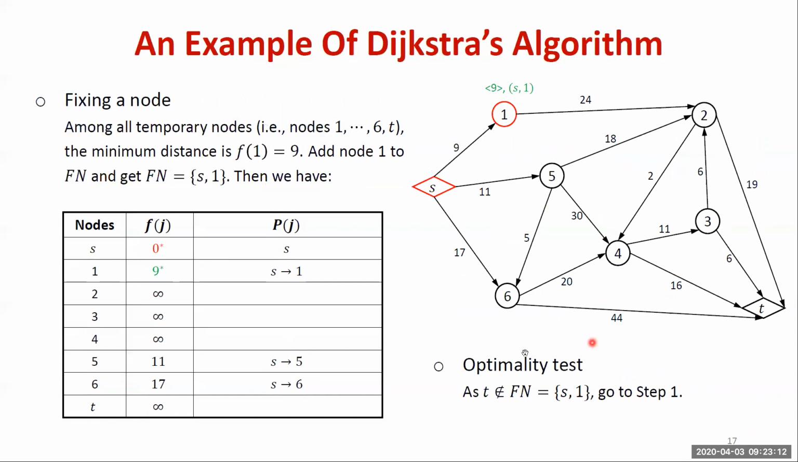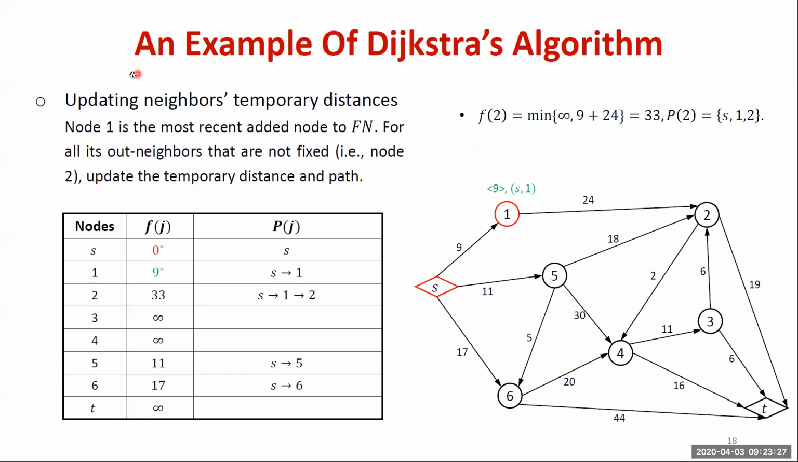Okay, here's slide 17. We're gonna fix the node which is 9. Very correct. Then we do the temporary optimality test, which is clearly T is not fixed. So we go to step 1, which is again to update neighbors' temporary distances. But which one should we consider this time? You're always gonna consider the most recent added node to Fn. Which one? The green one, right? Which is node 1 here.